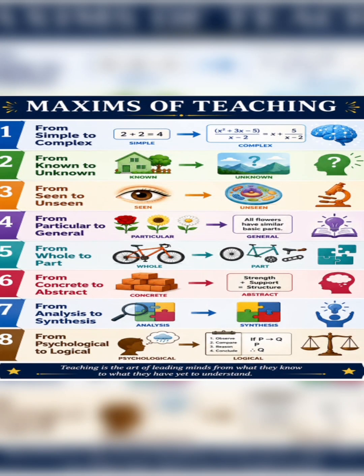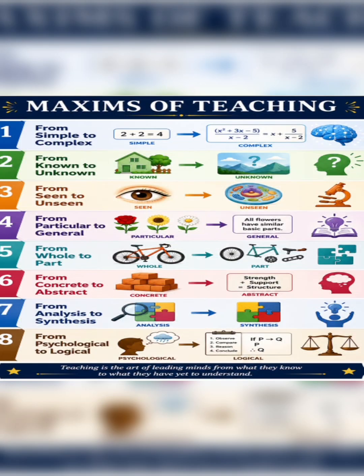So, the first slide is the maxims of teaching. Ever wondered why some lessons stick instantly while others just leave students staring blankly at the board? The difference isn't what you teach, it's how you guide their minds. As the famous quote at the bottom of the slide beautifully puts it, teaching is the art of leading minds from what they know to what they have yet to understand.